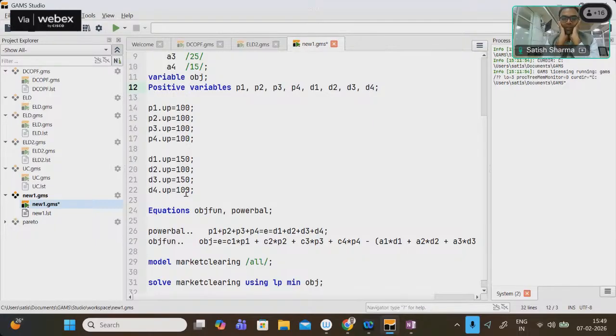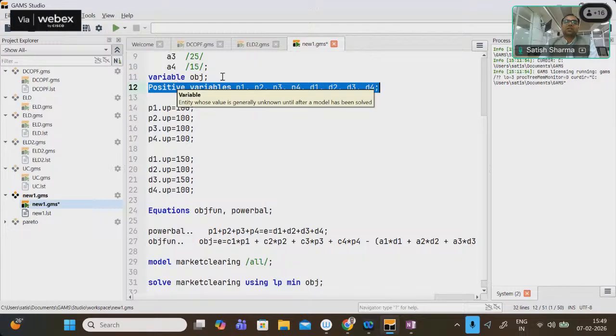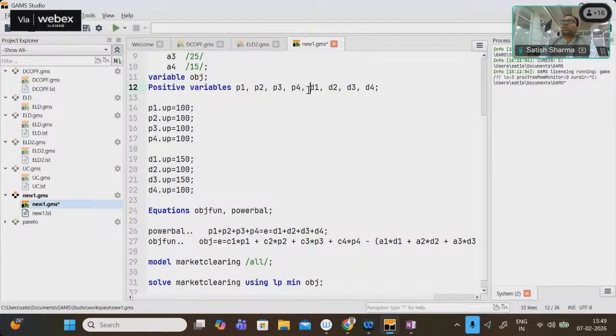Now let's define the variables. You can see I have defined only one variable, and then I have defined P1 and so on, in total 8 variables, as positive variables. You can also define these variables like P1, P2, P3 along with the above variable with a comma, and then define them as positive there. That is also perfectly fine.